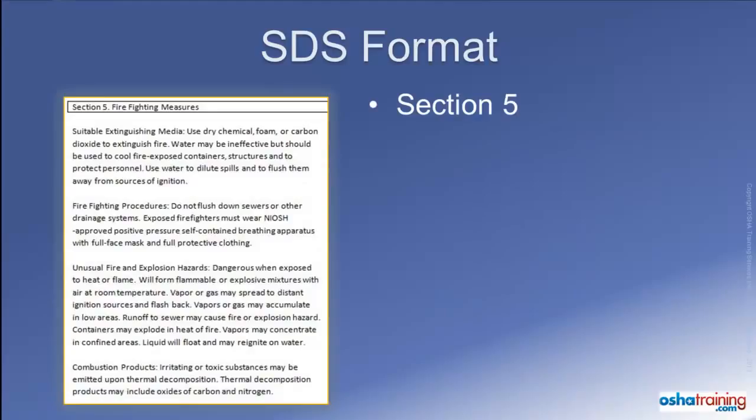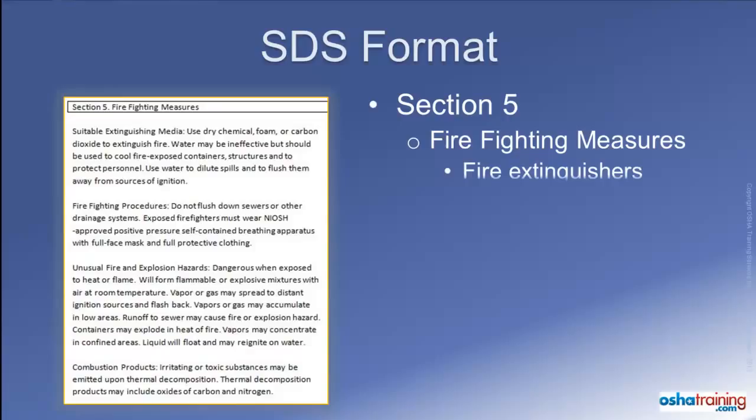Section 5 provides the manufacturer's recommendations for fighting a fire that involves their product. Here you will find a recommendation for the most suitable type of equipment for extinguishing a fire involving the product, as well as information about extinguishers that are not appropriate for use.